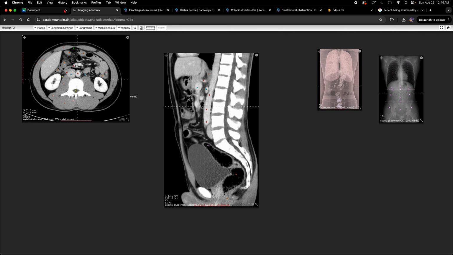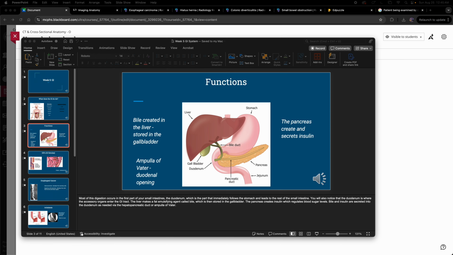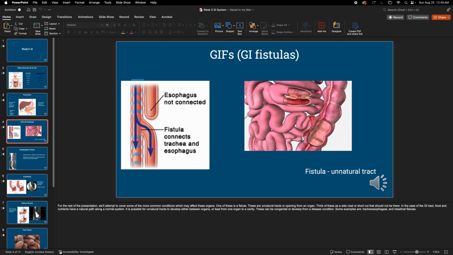All right, let's continue on with the short PowerPoint here. And we'll look at some abnormalities related to the GI system. So I won't point out all of these on CT, but we'll talk about them because you'll typically hear these as indications for having a CT scan. So the first one is a fistula, which is a pretty serious thing.